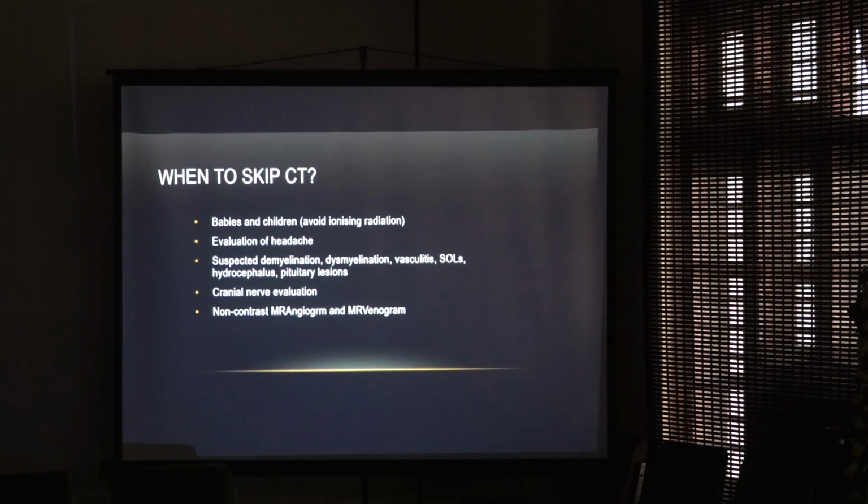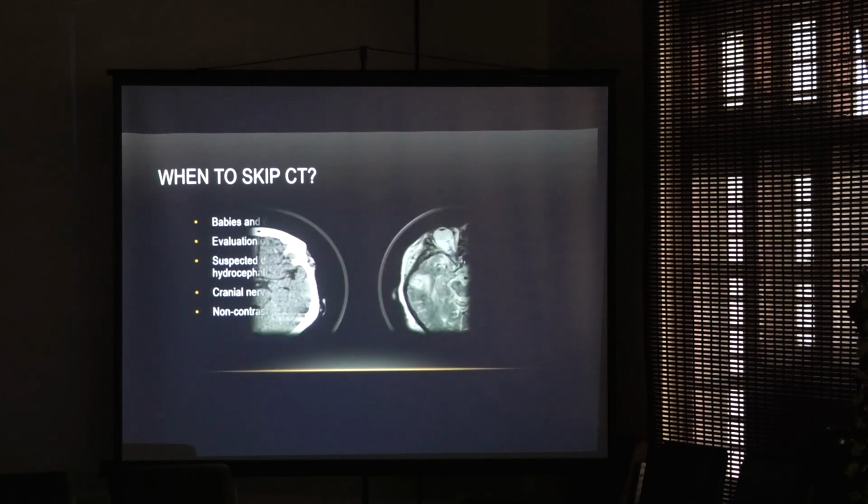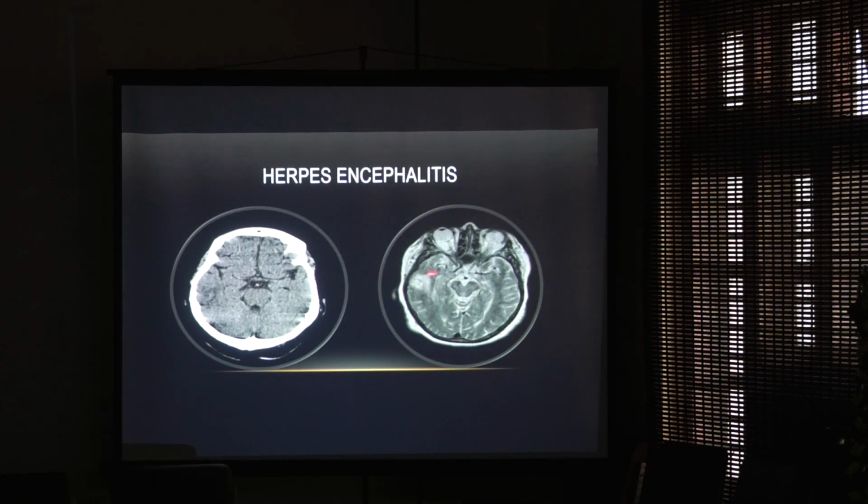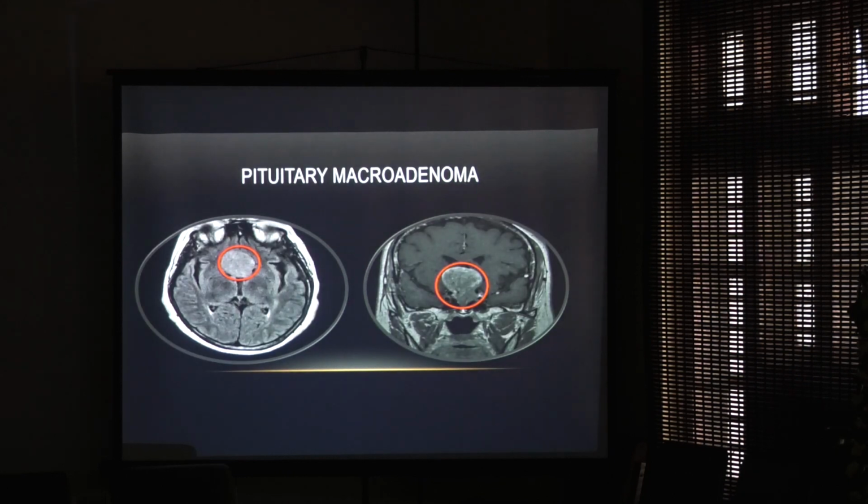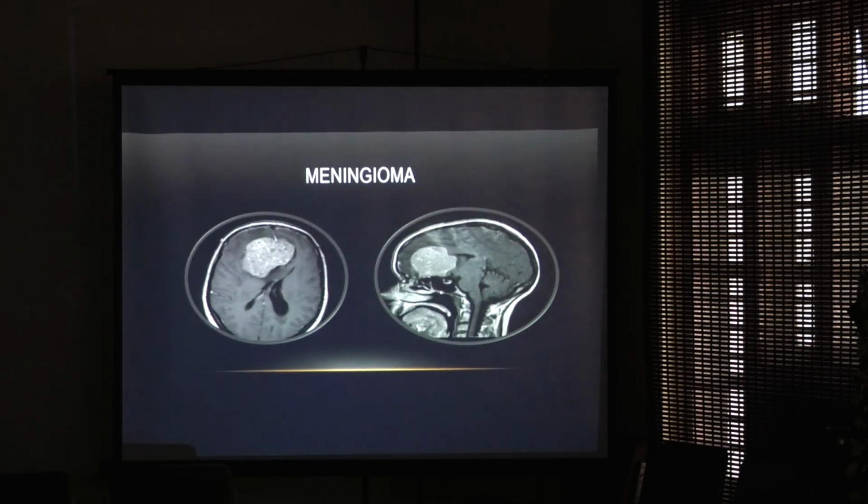And for investigation of cranial nerve pathologies, we should go for MRI. And non-contrast MR angiogram and venogram are better done. In case of herpes encephalitis, CT shows some hypodensities, but MRI better picks up the lesion. Pituitary lesions like macroadenoma, to know the compression of the optic chiasma, to know the involvement of intracranial arteries, MRI is the better imaging choice. Meningiomas are extraaxial enhancing lesions which can present very late.